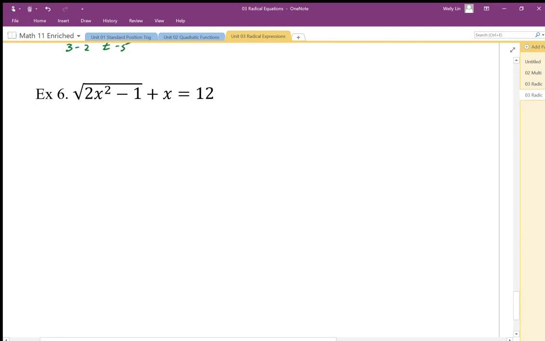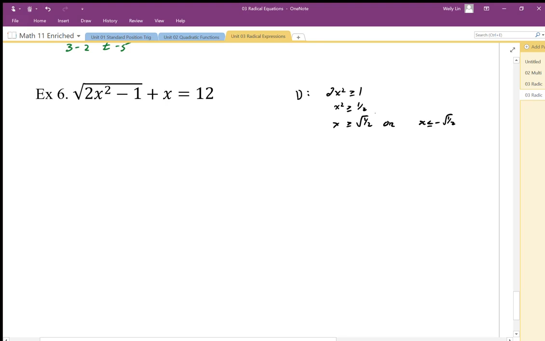Okay, so this one here, we're going to do the same thing. We're going to do an inside restriction and outside restriction. Okay, so our domain from the inside, we know that 2x² must be greater than or equal to 1. So x² must be greater than or equal to 1/2. So we get x is greater than or equal to √(1/2), and also must be less than or equal to −√(1/2).